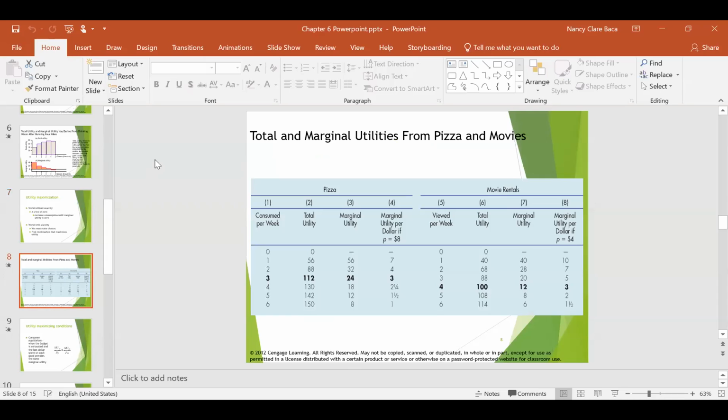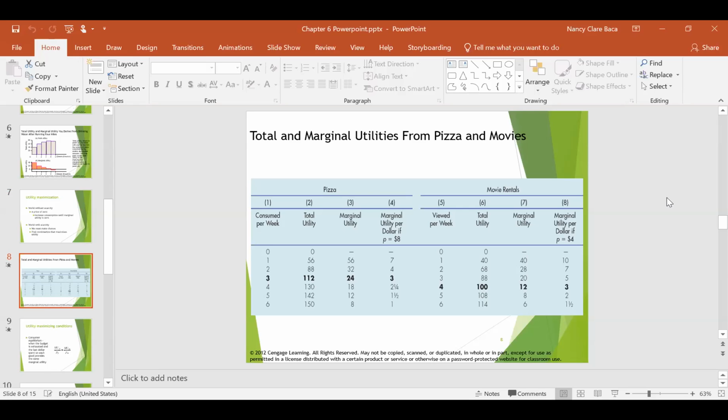All right, let's look at some numbers. This is from your book. There's nothing really complicated here. Let's just go through it bit by bit. So in this particular example, we are talking about someone who only consumes 2 things in a given week. We're just keeping it simple. In reality, you consume hundreds of goods and services in a week. We're just keeping it simple. A person that consumes only pizza and movie rentals. And we are trying to figure out what that perfect utility maximizing combination of those 2 goods is going to be.